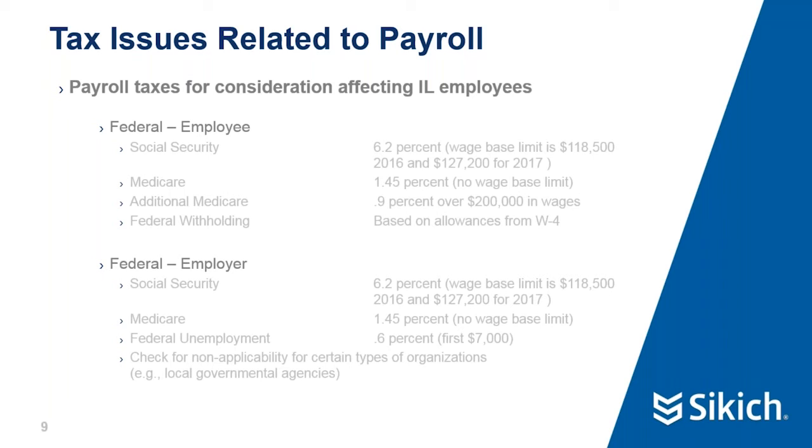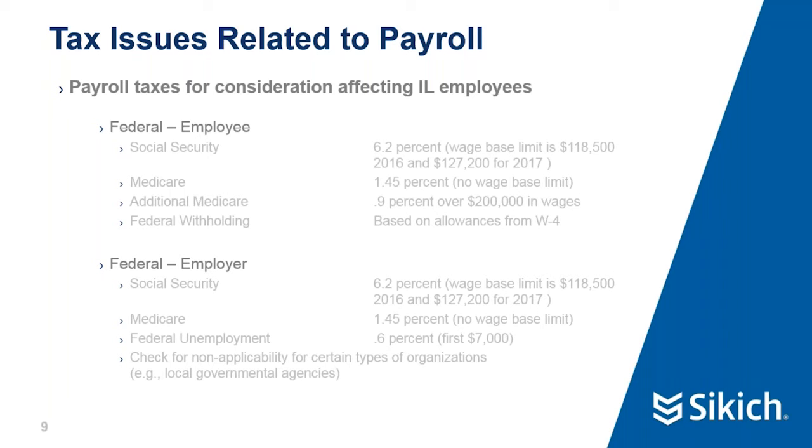On the area of Medicare, it continues to be at the 1.45% for both employee and employer with no wage-based limit. And for the employee, a couple of years ago, we had the additional Medicare tax of 0.9% over $200,000 in wages. There are specific calculations on how to determine what needs to be withheld from an employee if they do fall within this category, but I do want to mention that.